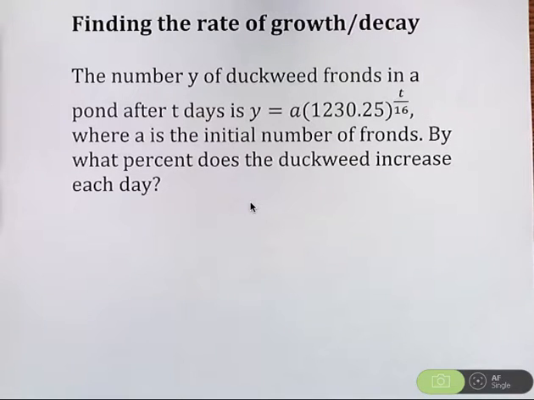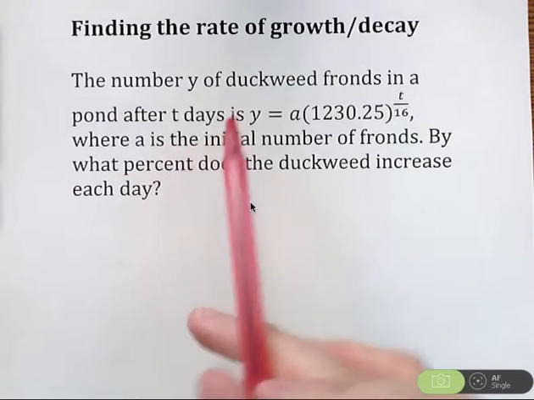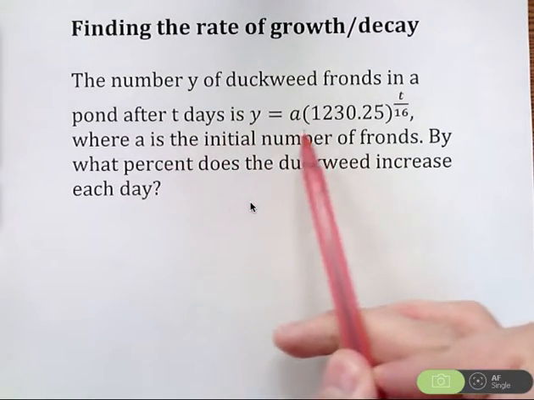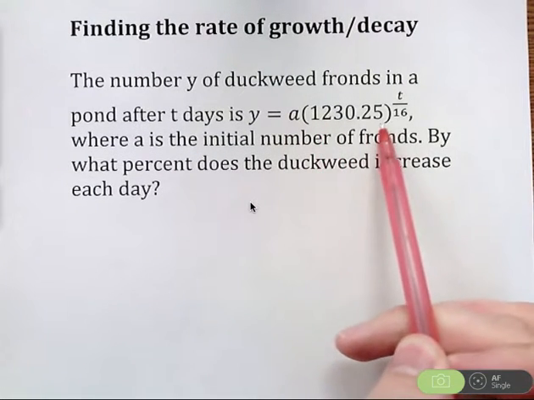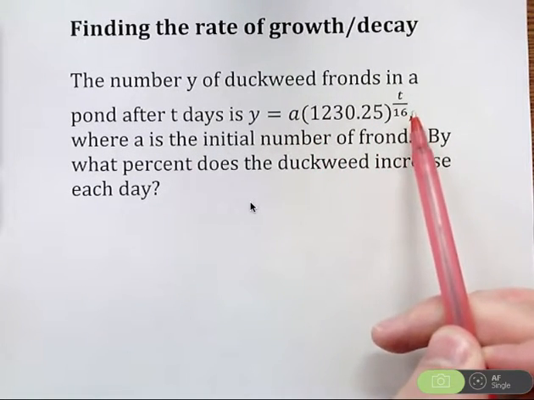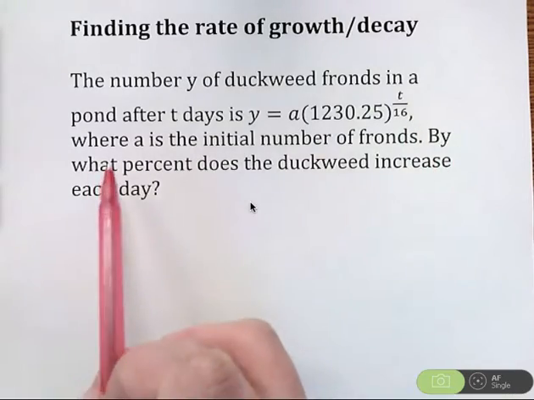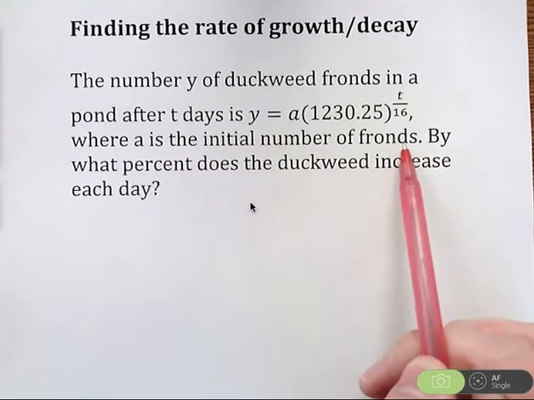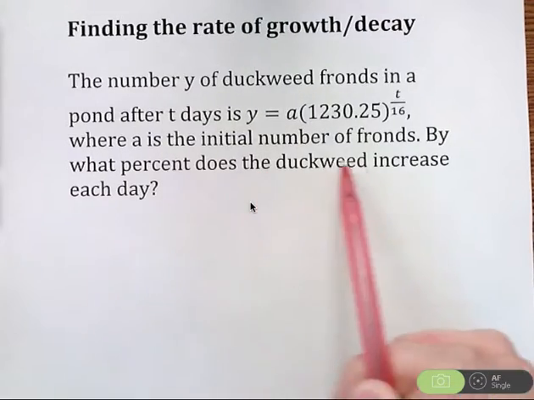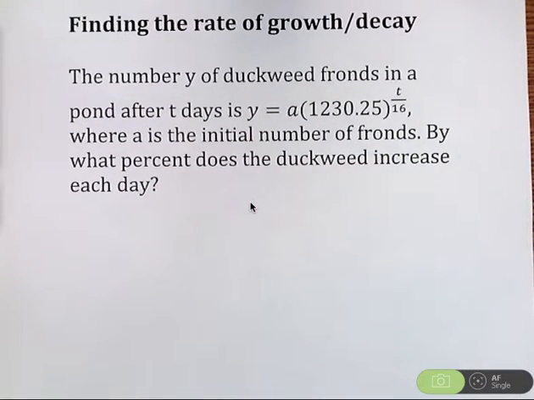All right, in this example, I'm going to review how to find the rate of growth or decay, or how to find the percent that something's growing or decaying. So in our problem, we have the number y of duckweed fronds in a pond after t days is y equals a times 1230.25 to the exponent t divided by 16, where a is the initial number of fronds. By what percent does the duckweed increase each day?